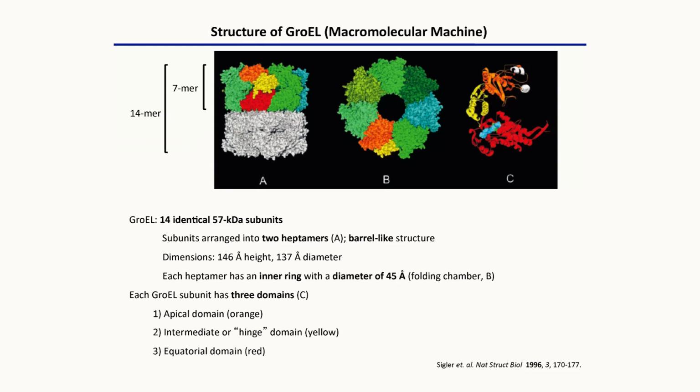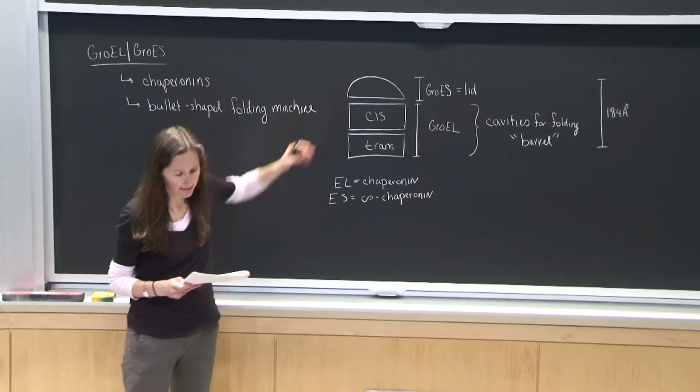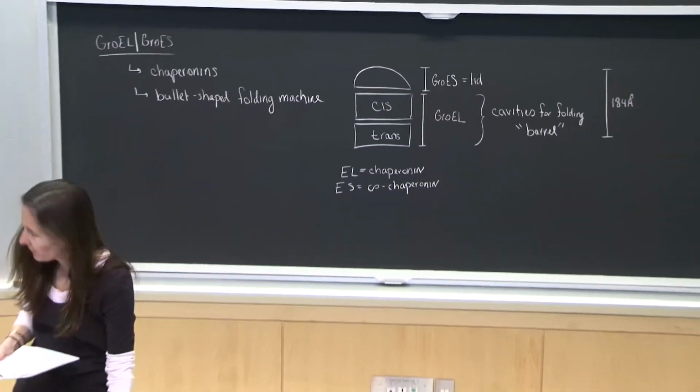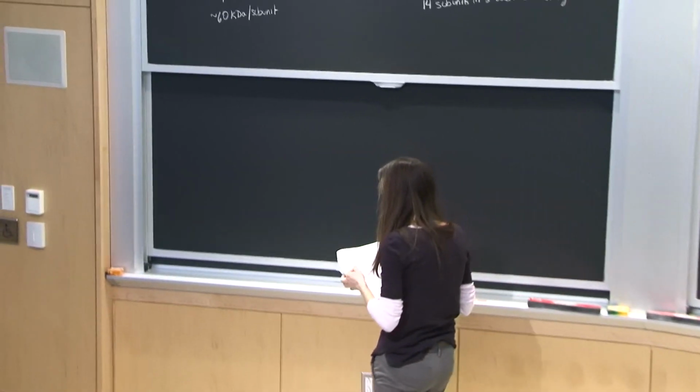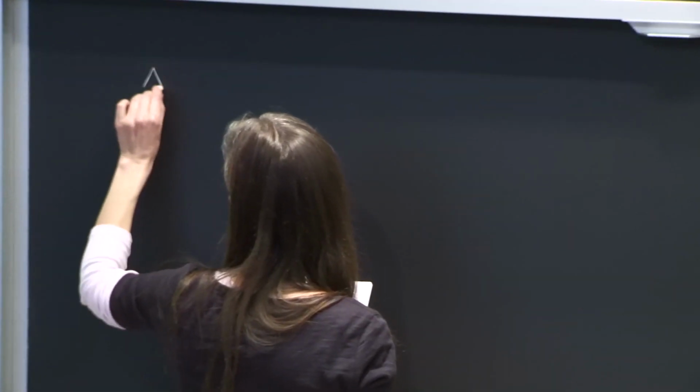So what happens when the lid binds? Right, so we're currently looking at this as just GroEL as the heptamers, but we need to begin to think about GroEL with its lid. What happens when the lid binds is that there's a conformational change.